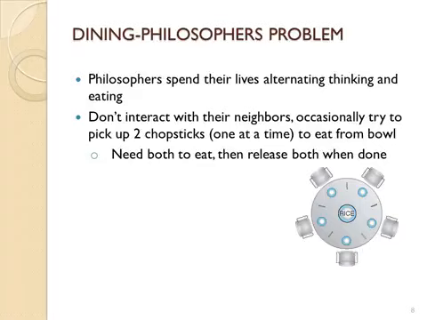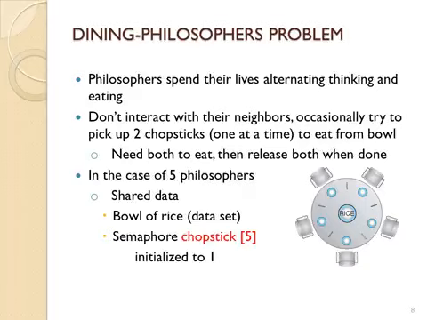If a philosopher decides that they want to eat, they need to pick up each chopstick one by one and then eat. And when they're done eating, they put their chopsticks down one by one. So in the case of the 5 philosophers, the shared data is a bowl of rice. That's what they want to get to, and the way that they get to it is by the chopsticks.